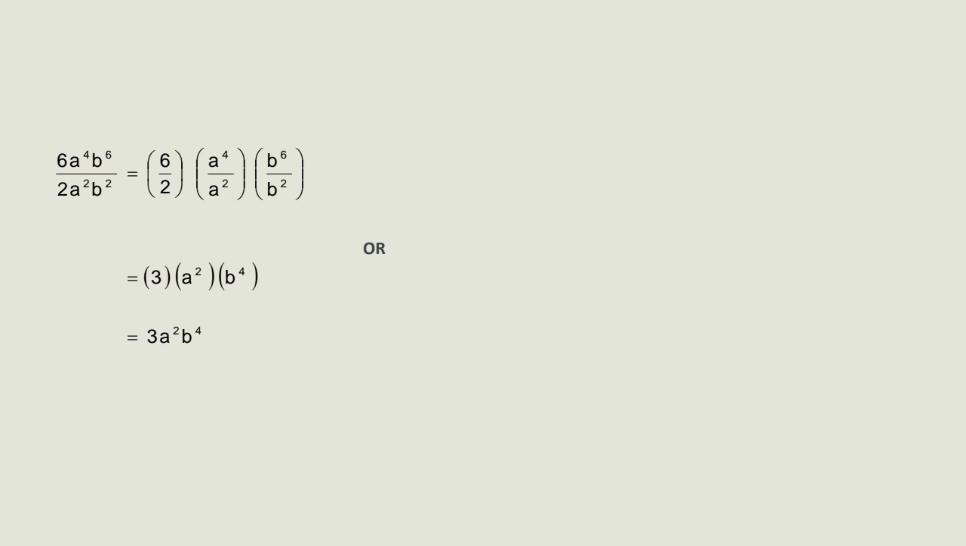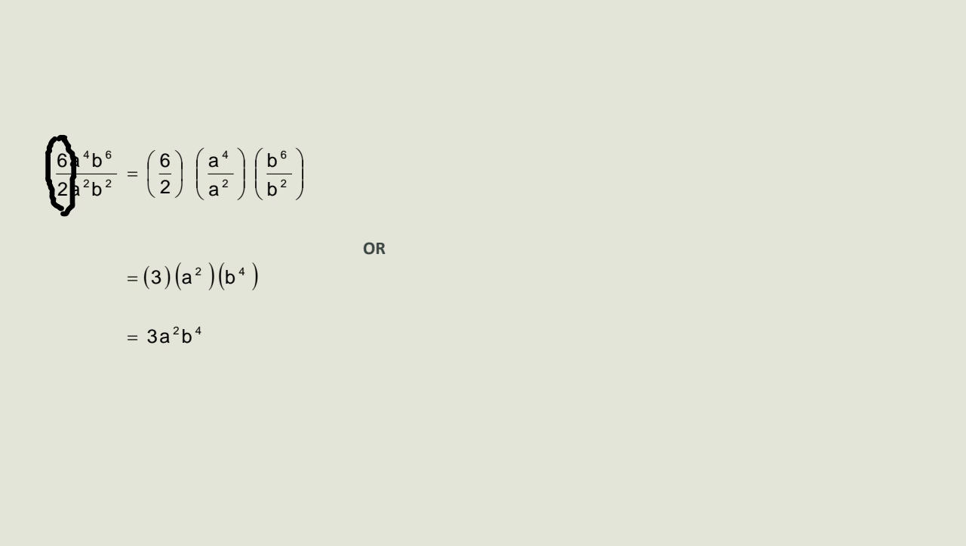So we just take the coefficients, the numbers in front, and we're going to split it up. Notice how we split it up. 6 over 2 becomes a 3. So 6 divided by 2 is 3. Then my a to the 4 over a squared becomes a to the power of 2. And then b to the 6 over b squared becomes b to the 4.